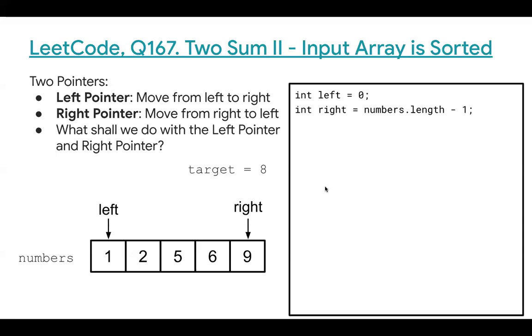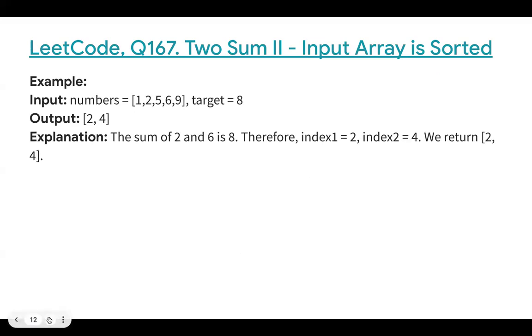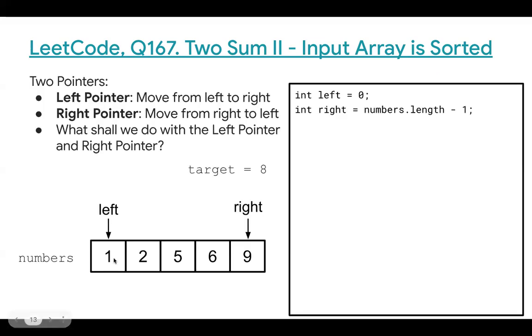But here, there is a better solution. What is really important in the problem description is that this array is already sorted. So there is a better solution. We will still use 2 pointers, but let's try a left pointer and a right pointer. We are going to create a pointer that goes from left to right, and another pointer that goes from right to left, like I show you here, right?